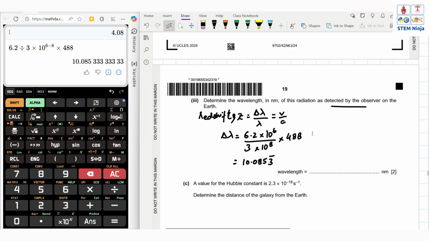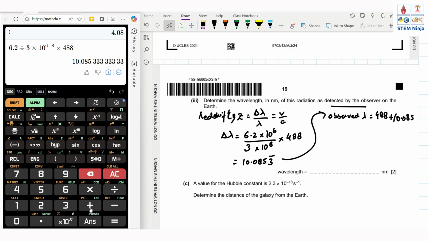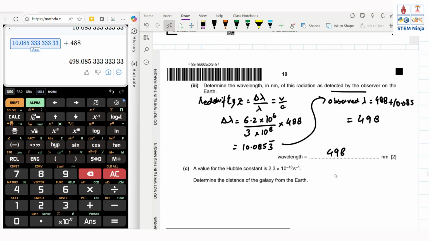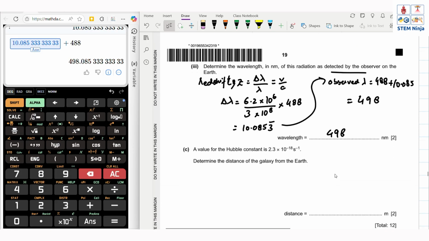So the difference that will come out is 10.0853. So that would mean that the observed wavelength will be 488 plus 10.085. So the answer, plus 488, will be 498. So 498.